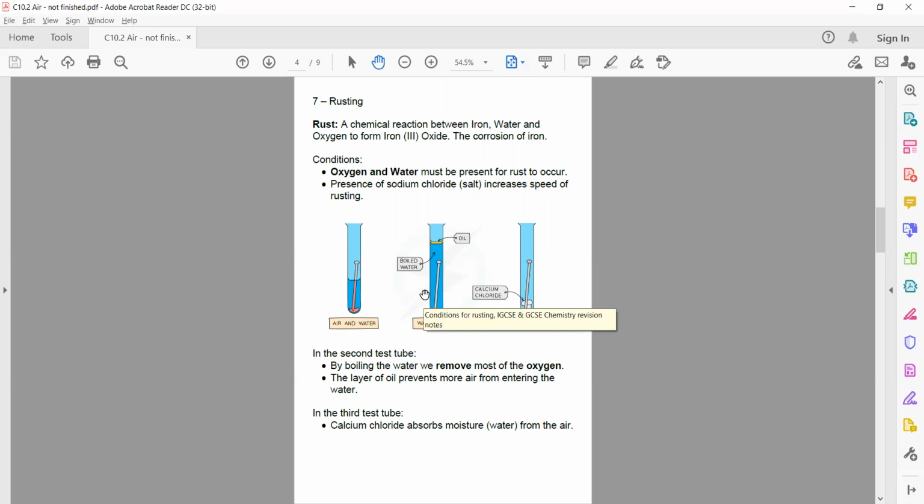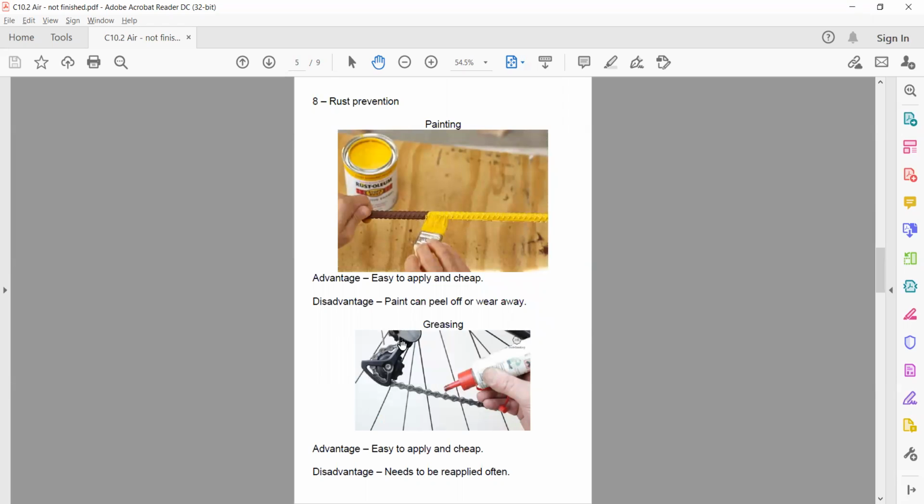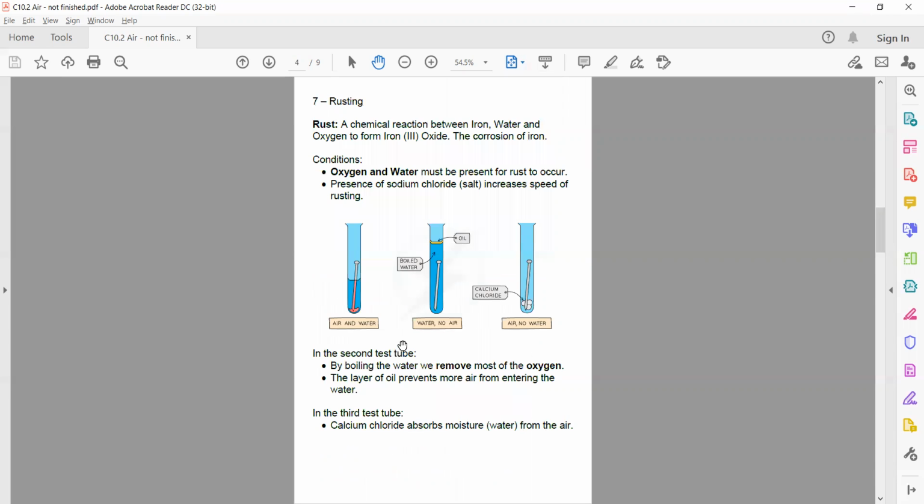Cool. And one way of eliminating the oxygen is by literally putting a layer over it, correct? So you could paint it or you could put oil over it. Cool. So you can prevent it like that. And then the less obvious one is to try and remove the water. Again, you could put a layer over it, or you could get chemicals that absorb the water. So for example, calcium chloride is a good absorber of water, and what it'll do is absorb the moisture in the air, and it won't allow that water to come into contact with the metal so that it won't rust.